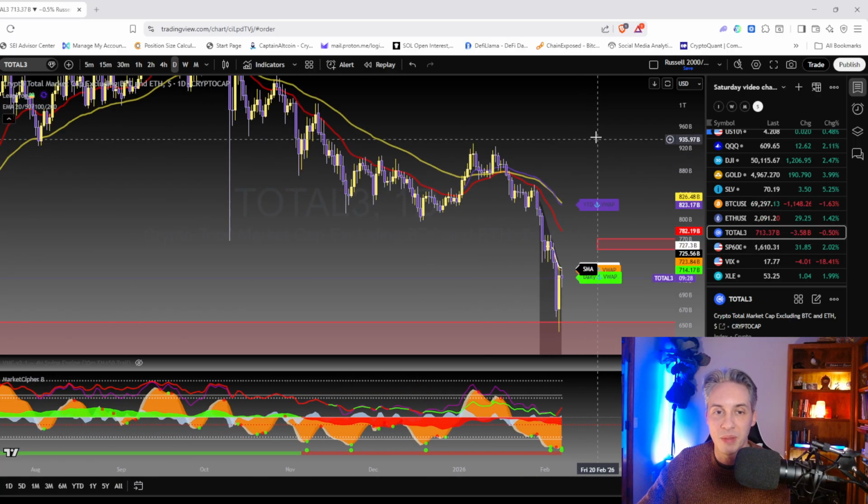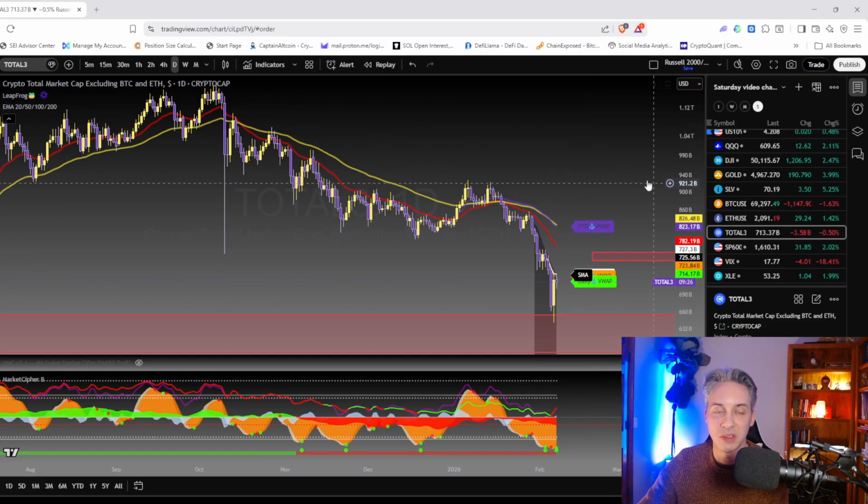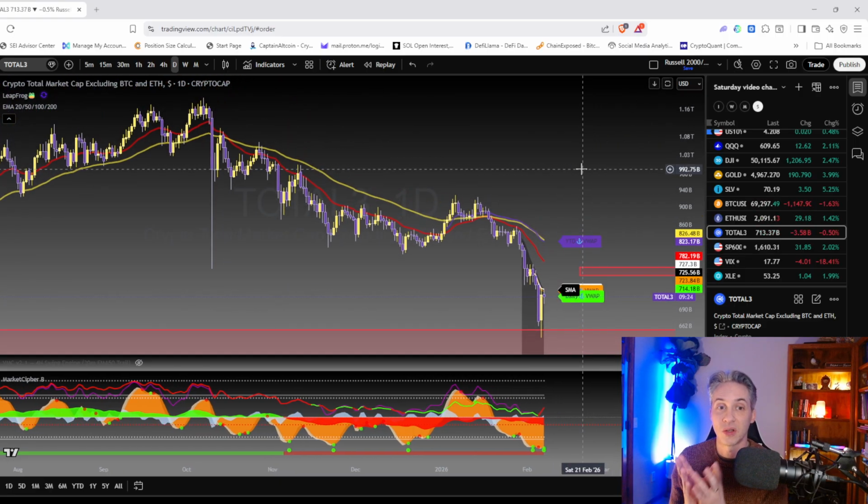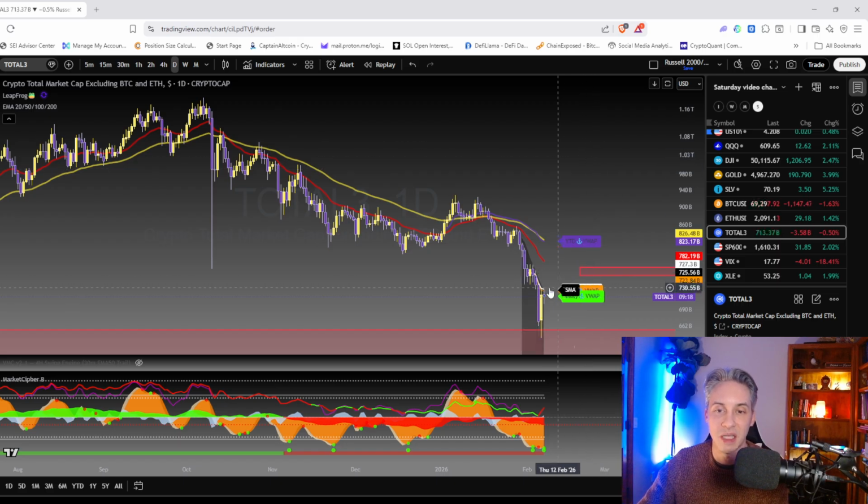Total market cap, exact same picture. This is a crypto total market cap, so this is all cryptos excluding Bitcoin and ETH, and this is moving exactly the same way.